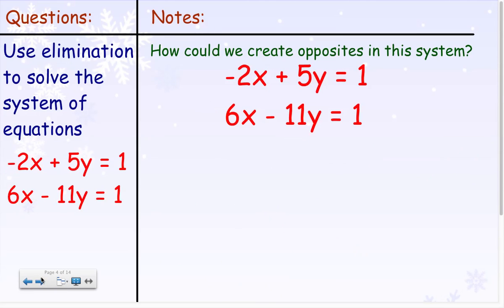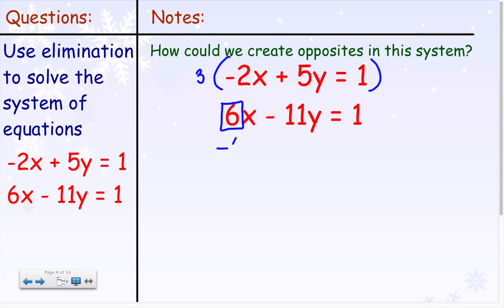All right, how can we create opposites in this system? Well, I got to ask myself, can 2 go into 6? Can 5 go into 11? Well, 5 can't go into 11, but 2 can go into 6. So let's times the top equation. If this right here is 6, I want the top equation to be negative 6. So ask yourself, what do I have to times negative 2 by to get negative 6? I'd have to times it by 3. So times every number in that top equation by 3.